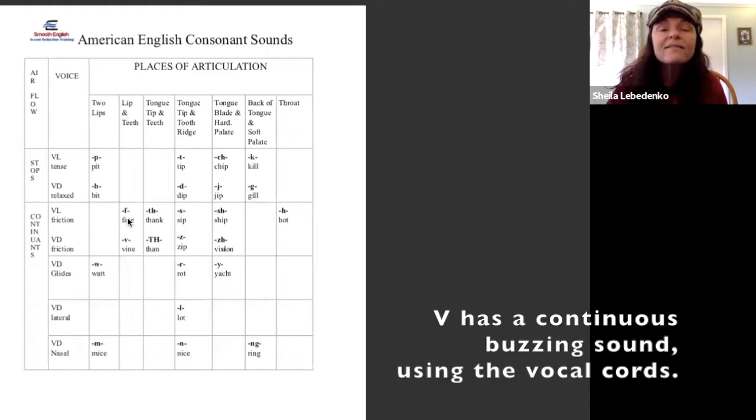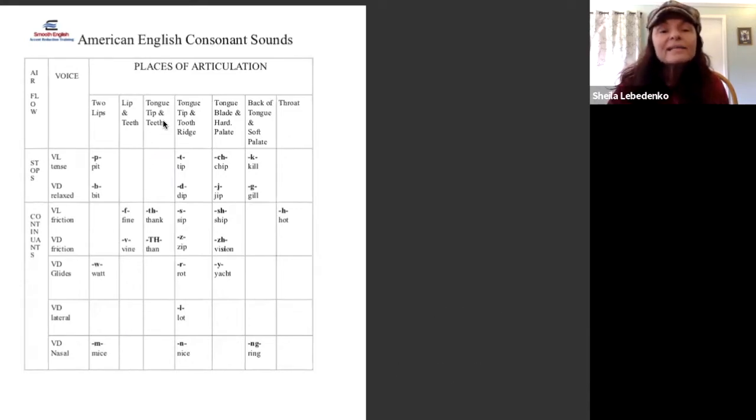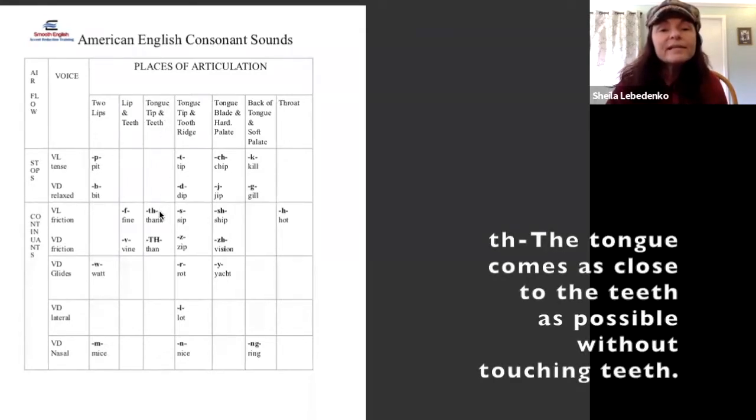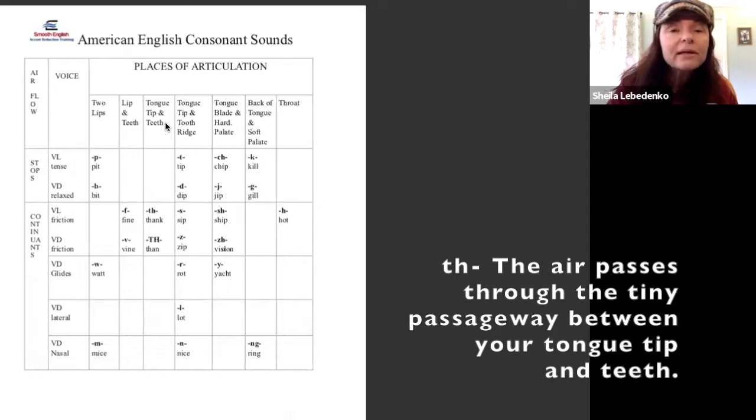So we have fine and vine. Next, we have tongue tip and teeth, which makes the TH sounds. For this, the tip of my tongue is going to come very close to my teeth, but it doesn't actually touch my teeth. It might look like I'm touching my teeth, but I'm as close to my teeth as possible without actually touching. The air has to be able to come out, and it comes out between the tongue and the teeth. There's not a lot of room for the air to come out, so we get this hissing noise.